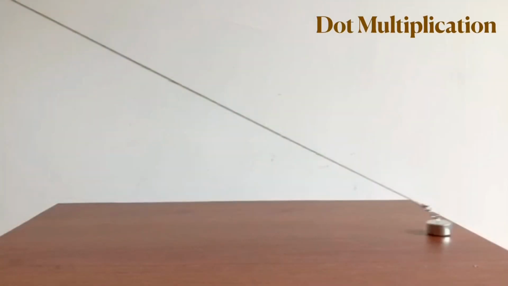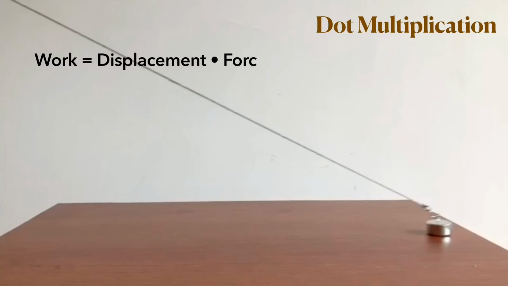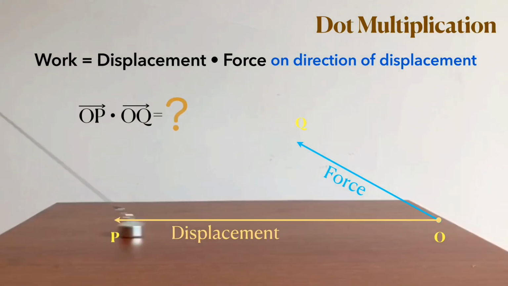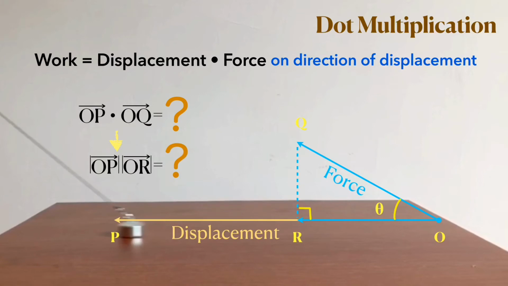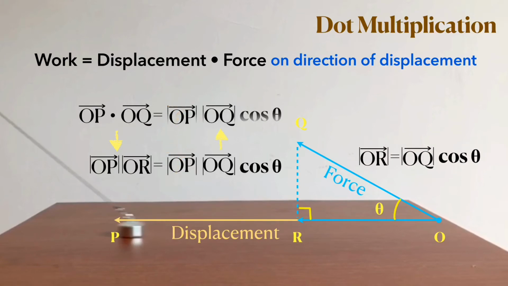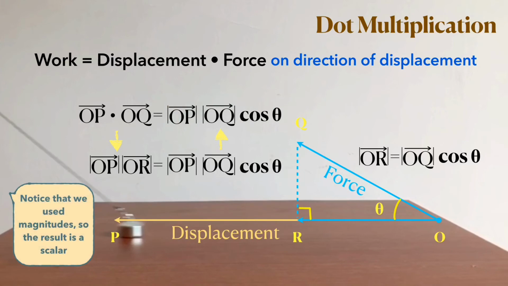Another operation is dot multiplication. Work is one example. As we know, work is the product of displacement and force on the direction. But here, force OQ is not along with displacement OP, so we must draw a right triangle to project it on vector OP. The result OR is the magnitude of OQ times cosine theta, so our work is eventually the magnitudes of OP and OQ multiplied together with cosine theta.